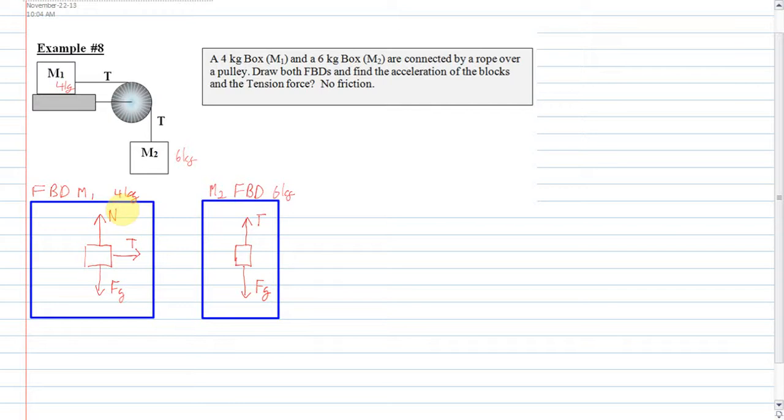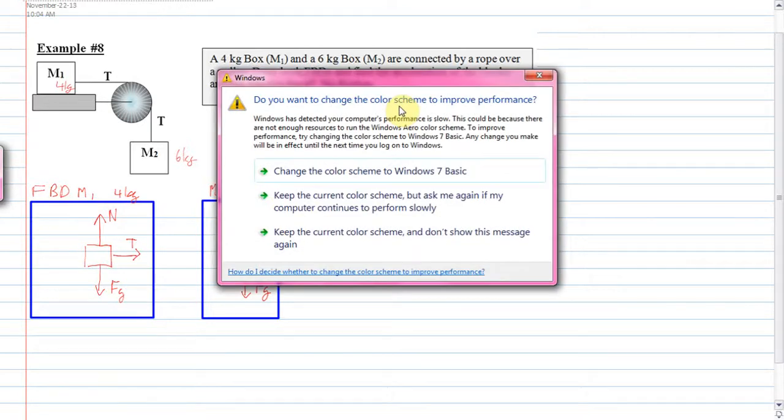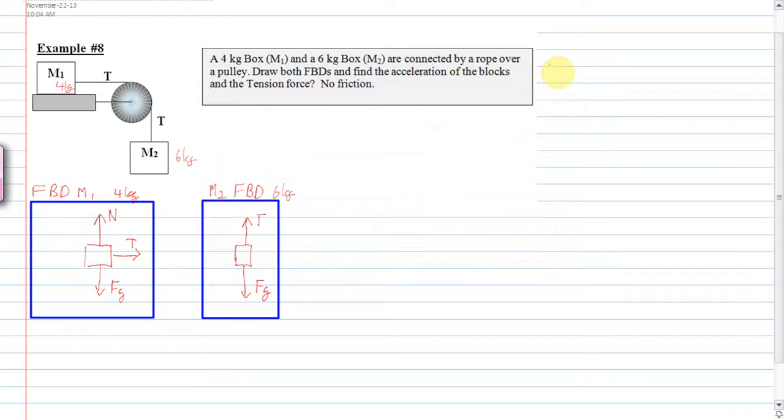Okay. Do I want to change it? No, I don't. What happened there? I don't know.